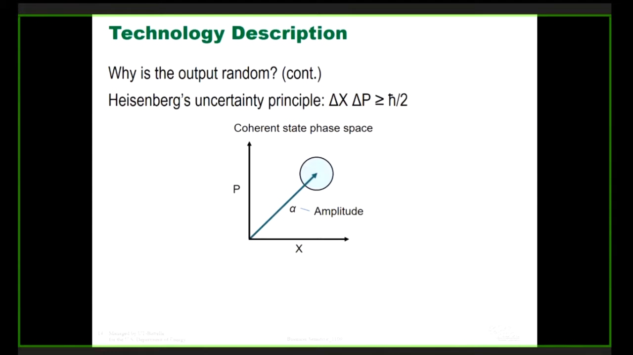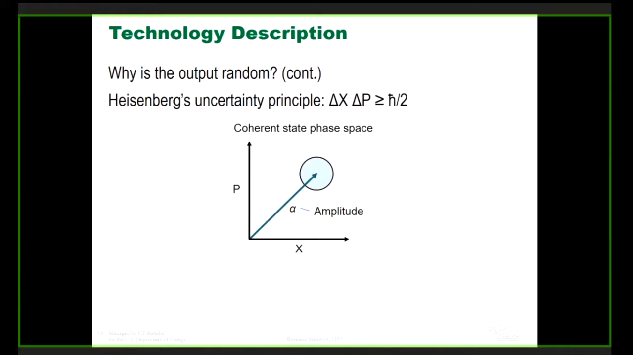This is how we would plot a measurement on a source of light in what's called its phase space. The source of light has an amplitude and a phase, which I call x and p. The Heisenberg uncertainty principle says the product of the noise on x and the noise on p cannot be smaller than this very tiny number, h bar over 2.